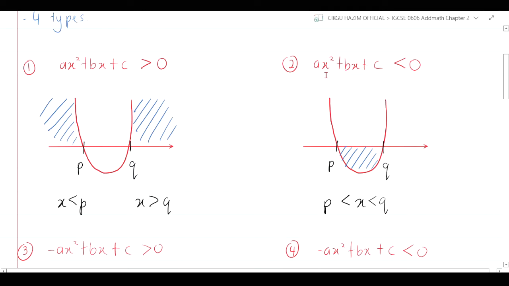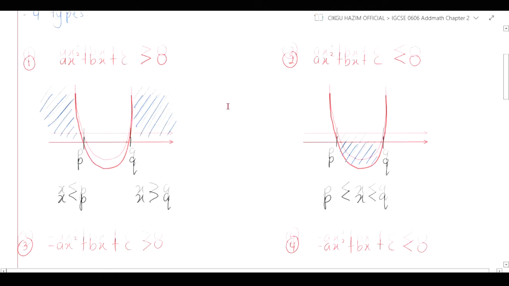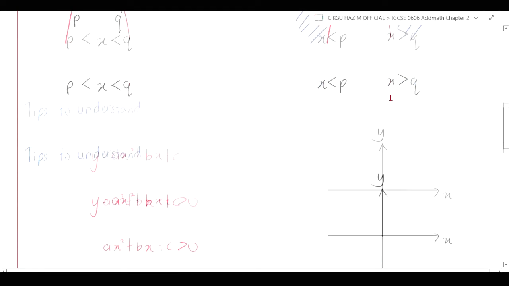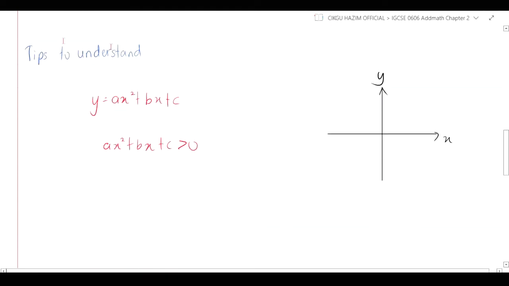But if the graph is also smiling but ax squared plus bx plus c is less than 0, the region is underneath, so your value of x must be between q and p: more than q, less than p. You may not really understand why less than is underneath and more than is on top. Before I proceed with number 3 and number 4, let's go through these basics.